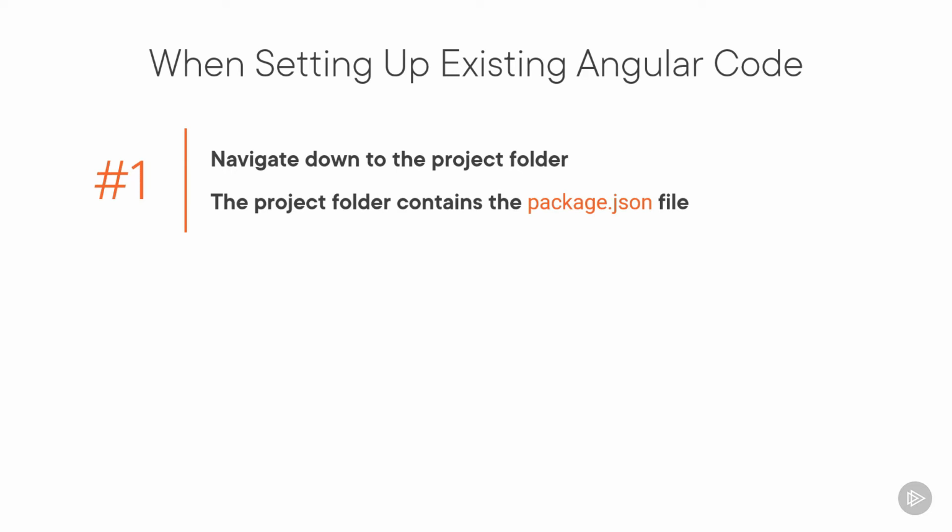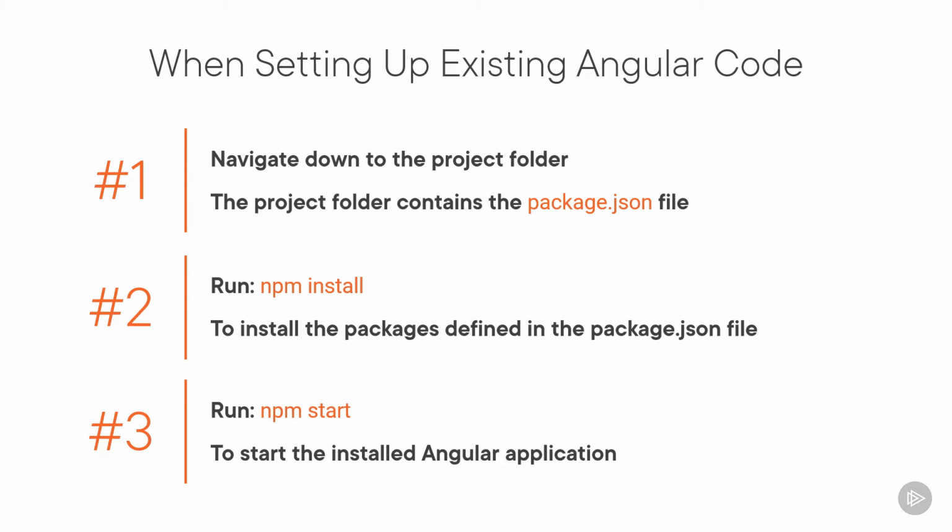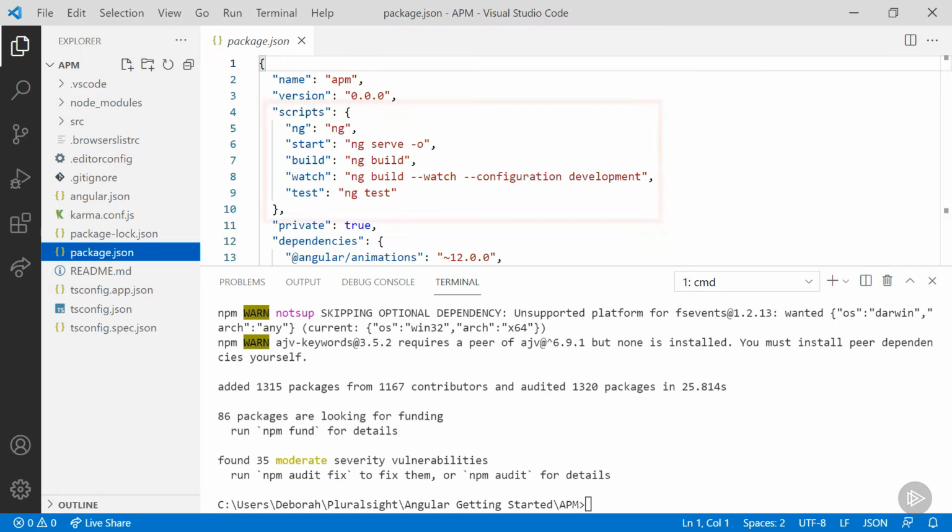So far, we've navigated down to the project folder and successfully ran npm install to install the packages defined in the package.json file. Now we are ready to start the sample application. Remember the scripts area in our package.json file? Here is the start script. When we type npm start, it will execute the command defined here.